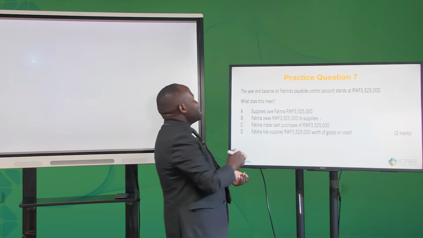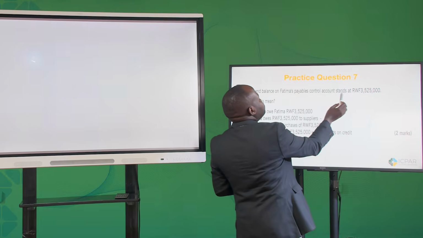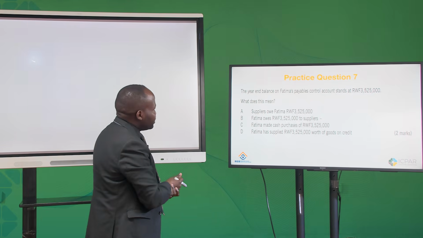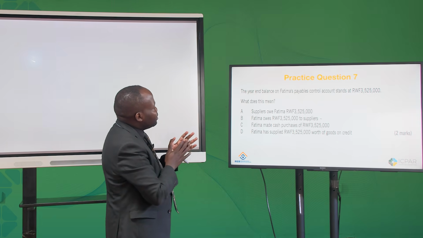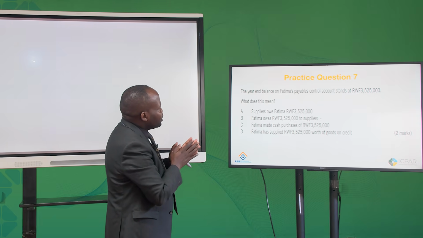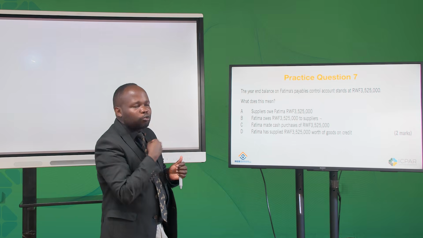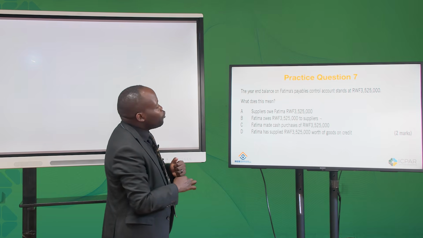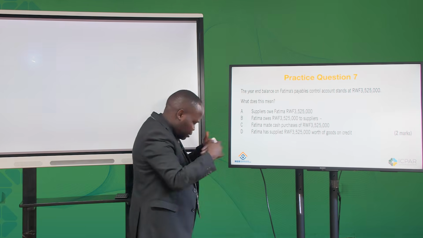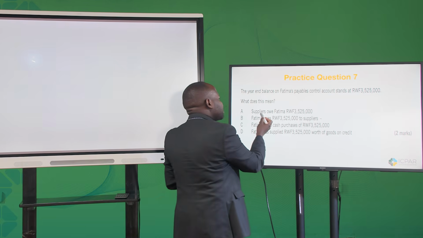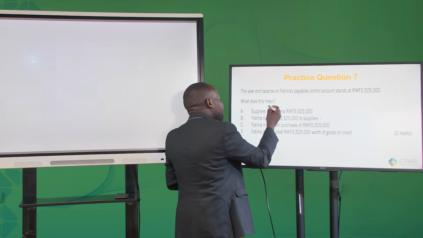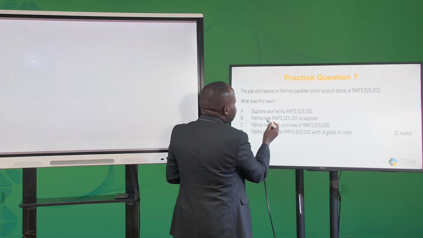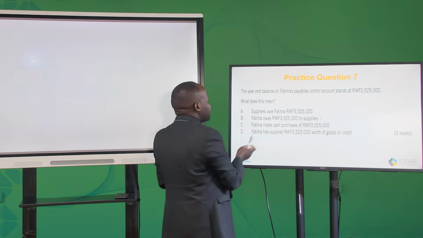Question 7. The year-end balance of Fatima's payables control account is 3,525,000. What does this mean? Suppliers owe Fatima 3,525,000? No. Sorry, we are the ones who owe suppliers, not Fatima. Fatima is our business. So suppliers owe Fatima? No. It's Fatima who owes suppliers. Fatima owes 3 million to suppliers. Yes, it's Fatima who owes 3,525,000.